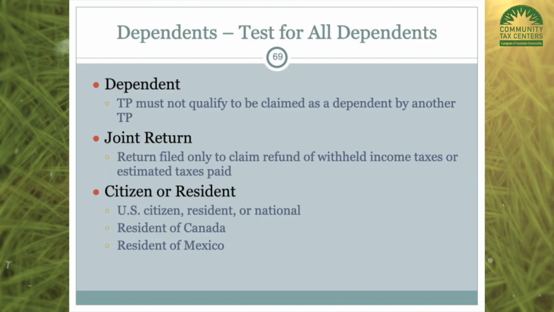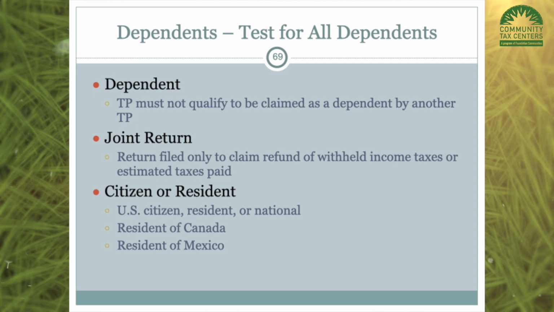So this is our 4012 Tab C, and there are two types of dependents. The test for all dependents is the taxpayer must not qualify to be claimed as a dependent by another taxpayer. So if you yourself are a dependent, then you cannot claim a dependent on your tax return.